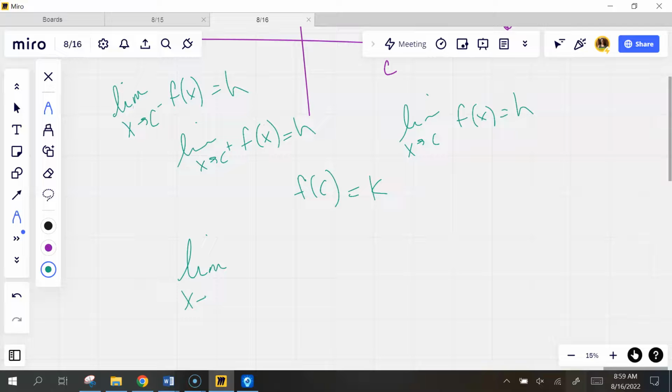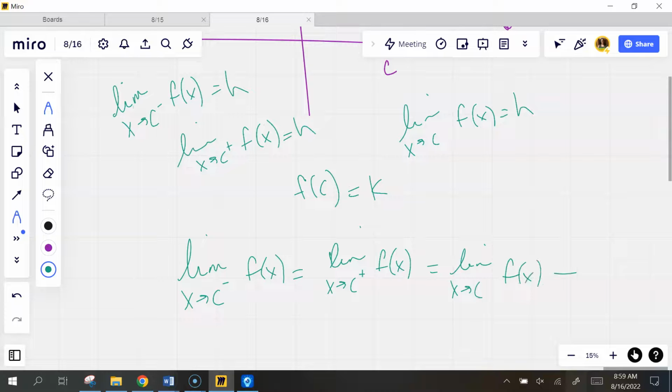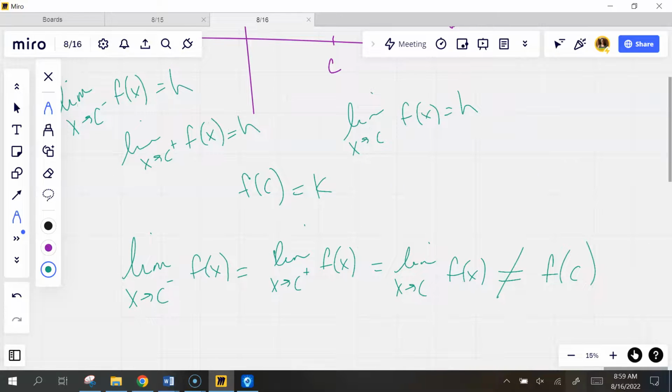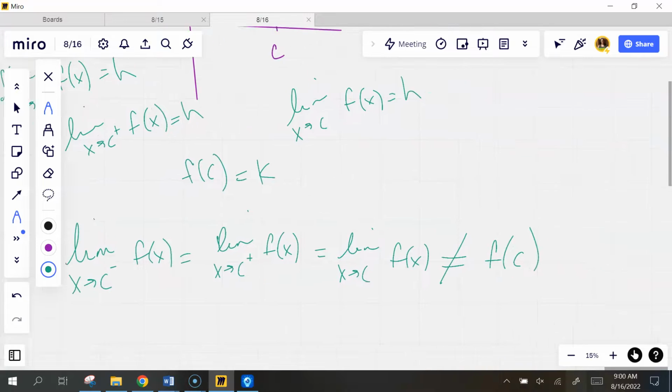The limit as x approaches C from the left equals the limit as x approaches C from the right. It equals the limit as x approaches C of f of x, but it does not equal f of C. That's the key there. The other one you told me, so this is a removable.